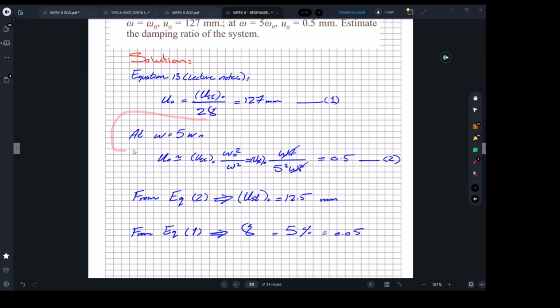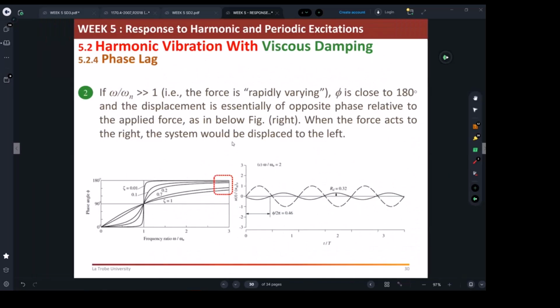So in this line here, we are in what situation? 2. Okay, so the forcing frequency is smaller than the forcing frequency is actually smaller. Is it 2?